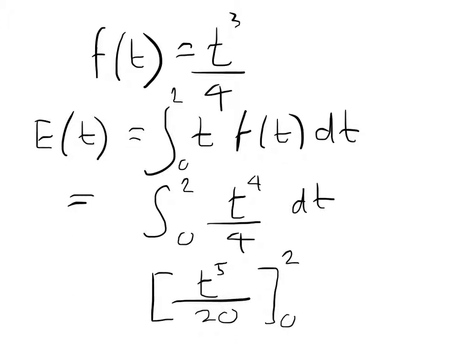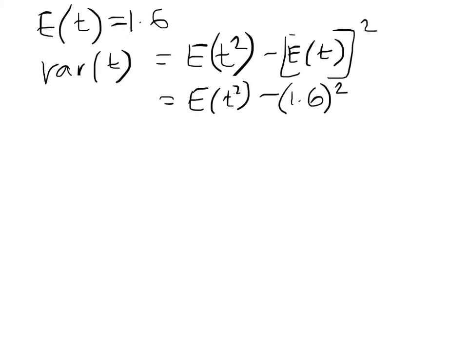Now the 0 won't give us anything at all, so that makes it fairly easy. T to the power 5 is 32, so we've got 32 over 20, which is 1.6. So we have a mean value of 1.6. So remember that E of t equals 1.6. So we're trying to find the variance of t now. The variance of t formula is E of t squared minus E of t all squared.